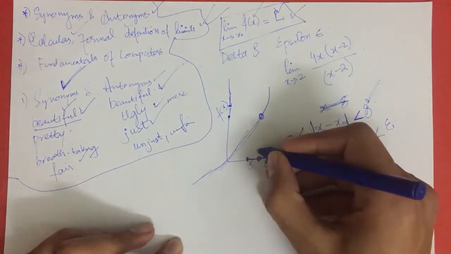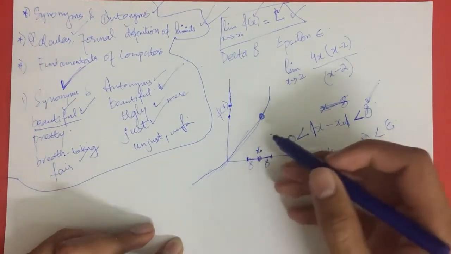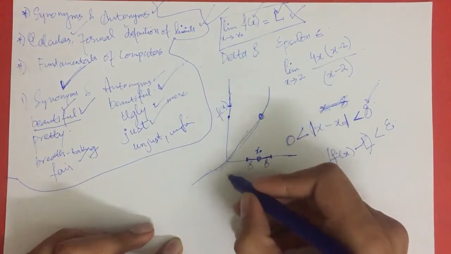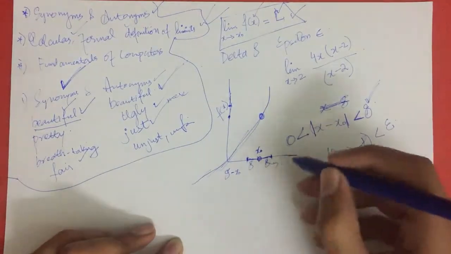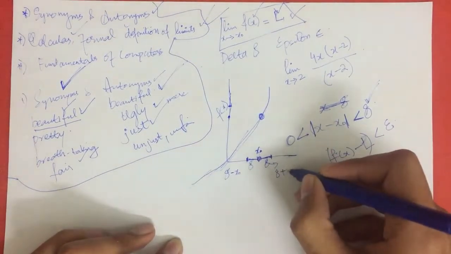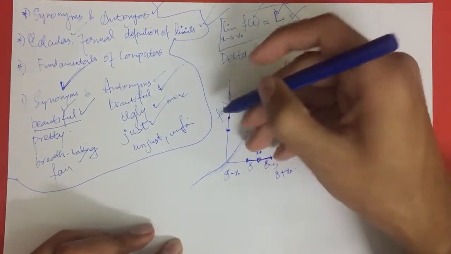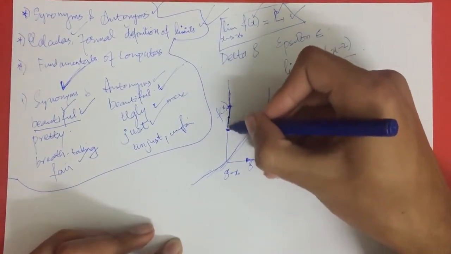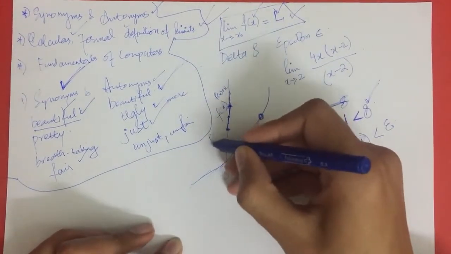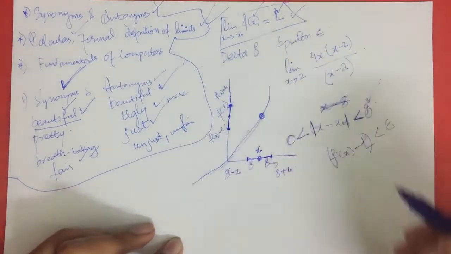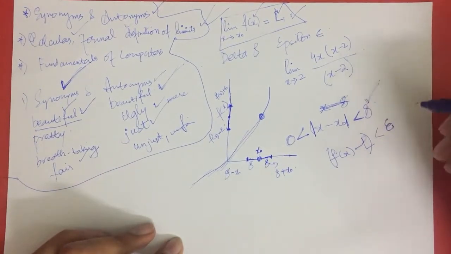For example, this is x naught, the point x is approaching towards. So this point is x naught minus delta, and this point is x naught plus delta. And here as well, this is f of x plus epsilon, and this is f of x minus epsilon.